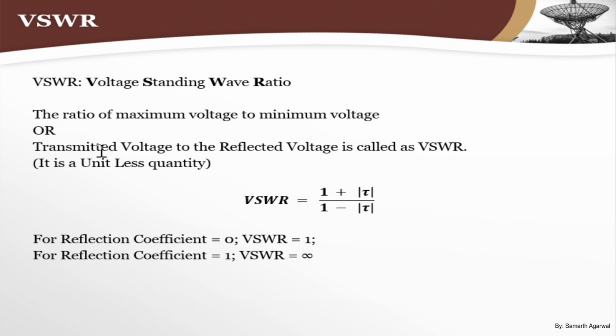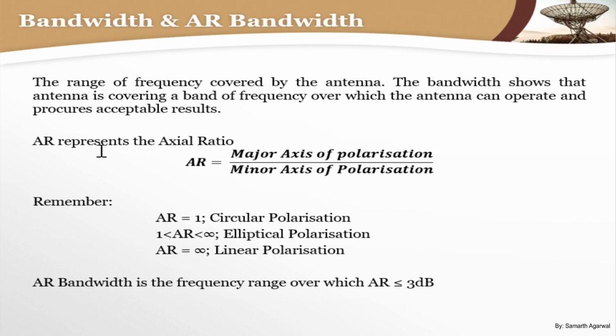So next is bandwidth and axial ratio bandwidth. As you remember, an antenna operates at a certain frequency and a certain frequency range. That range of frequency is nothing but the bandwidth, and the range in which the antenna is operating is called the frequency range of operation for that particular antenna.